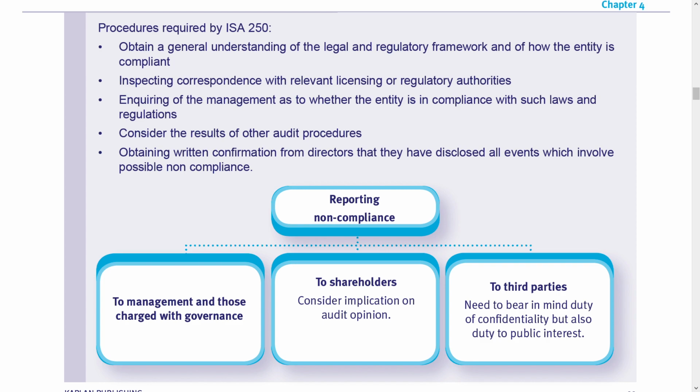To shareholders, you will be reporting only if it has an implication, if your audit opinion will change because of the non-compliance. Otherwise, you just simply report to the management. Because if you report to the management, then the management might do some adjustments and changes, and then you don't have to report it later to the shareholders and the third parties. But if it is so material, then you have to report to the shareholders. For a third party, when you are reporting, you have to consider.